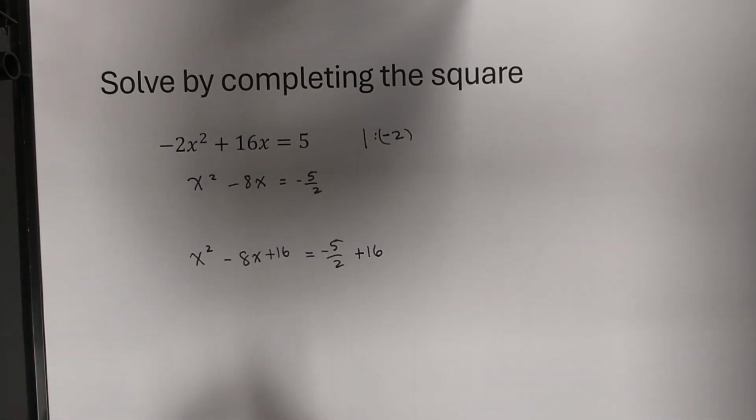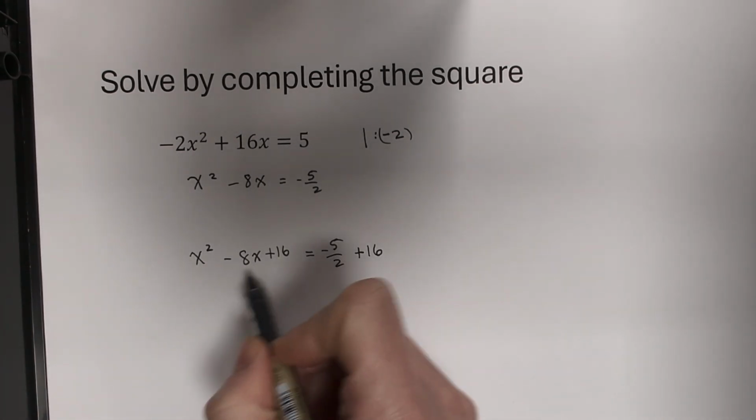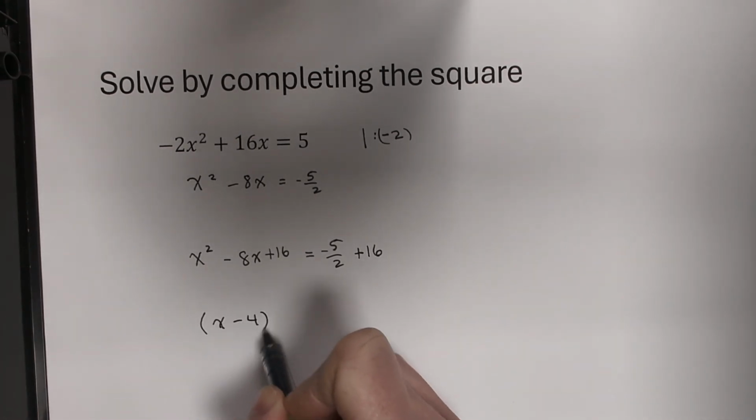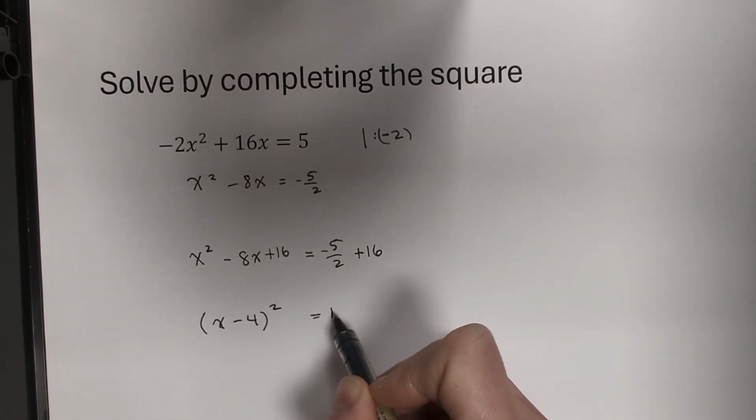You just have to make sure that what you're adding is equivalent and you're not changing what the actual equation is worth. This is now a perfect square. And this is 16 minus 2.5, so 13.5.